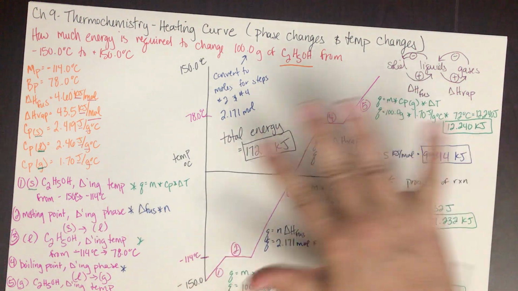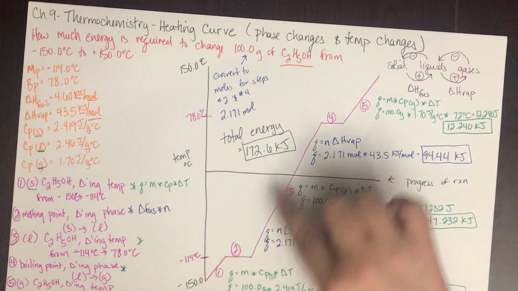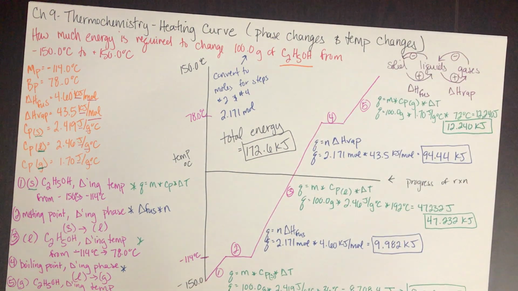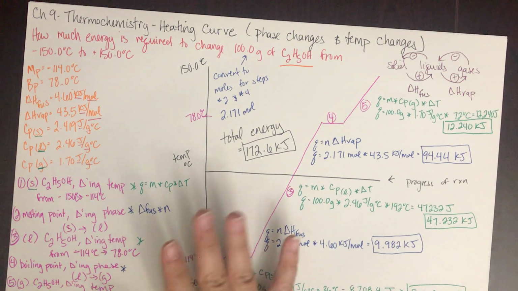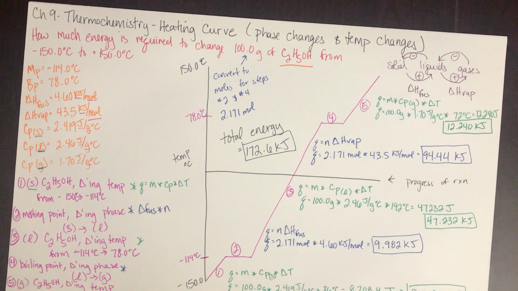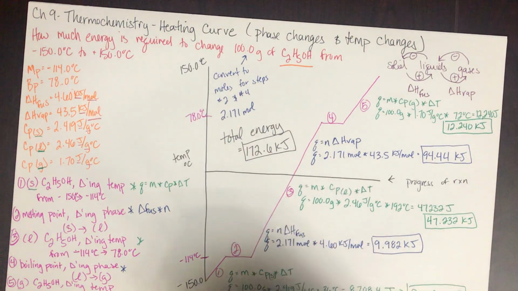So the most important thing to do when you're starting these heating curve problems is to draw the curve first, and then see how many steps your problem is going to have. This is the most steps a heating curve problem can have, is 5, but it could have less depending on the range of the temperatures and what your critical temperatures are for your substance, your melting point and your boiling point.